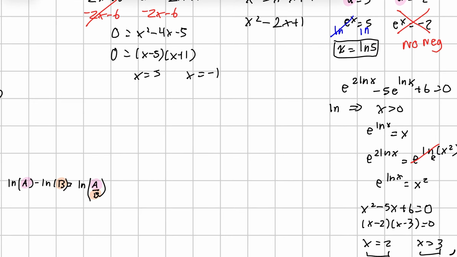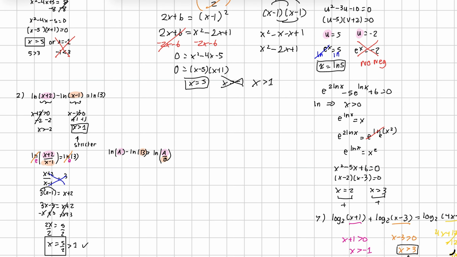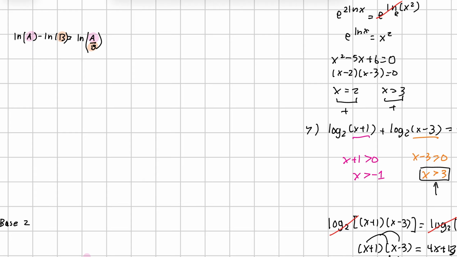Now we have to check our domain. x must be greater than 1. So the only one that is valid is going to be x is equal to 5. Now let's do our final example. Let's say we have log base 2 of x plus log base x of 16 is equal to 6.